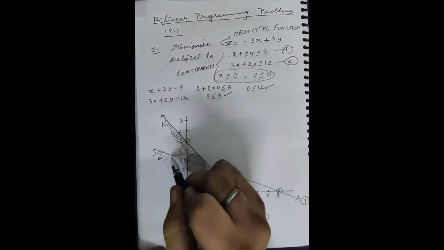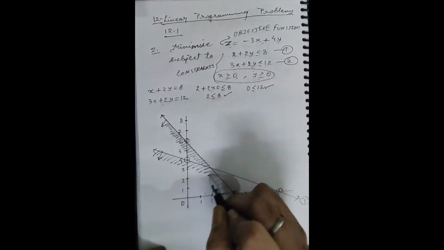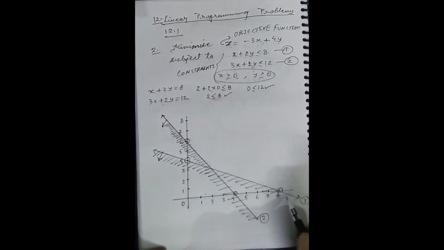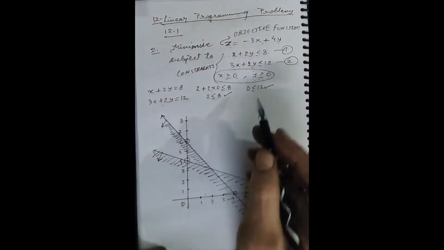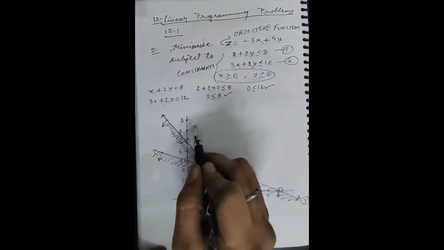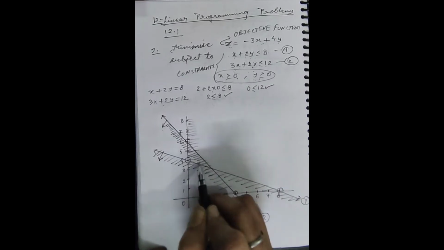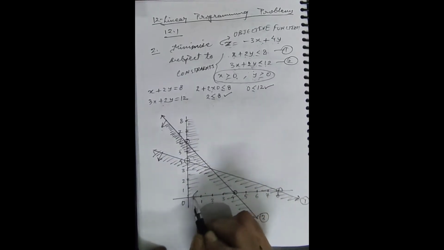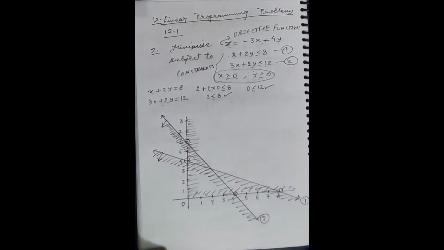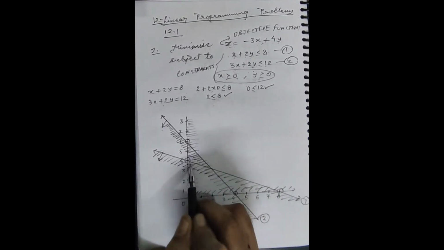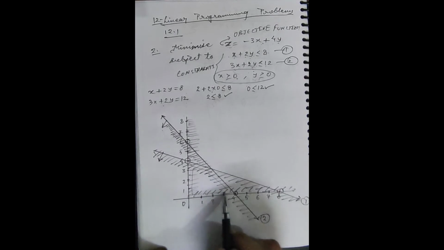Similarly for the first one, we can say, and not only these two, here we are given x and y greater or equal to 0. So this is y greater or equal to 0 and this is x greater or equal to 0. Now we see that 1, 2, 3, 4.